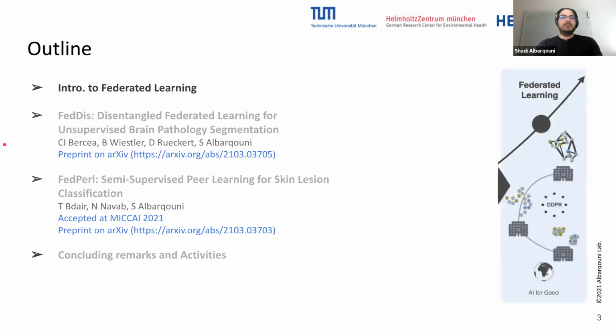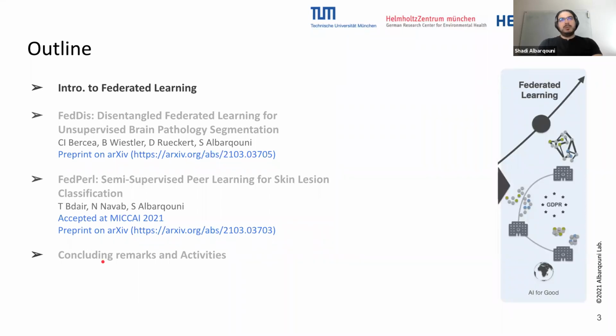So my agenda for today, I'll give a brief introduction about federated learning and its importance in transforming clinical workflow. Before presenting two recent works, first on how we could train federated models without annotations for brain pathology segmentation, and the second one on how we could leverage unlabeled data for skin lesion classification, which has been recently accepted at MICCAI. Then I'll finish with concluding remarks and some activities that I have been involved in recently.